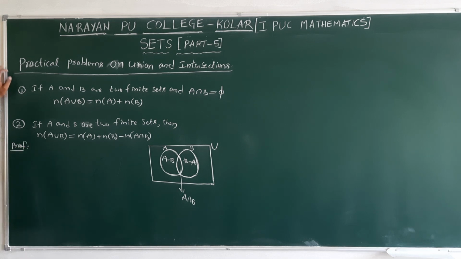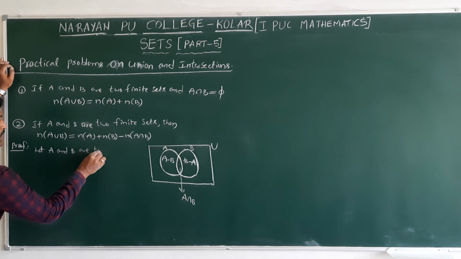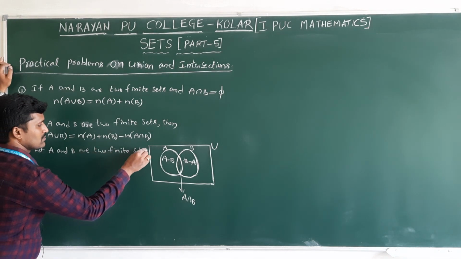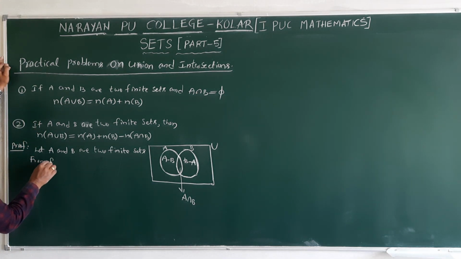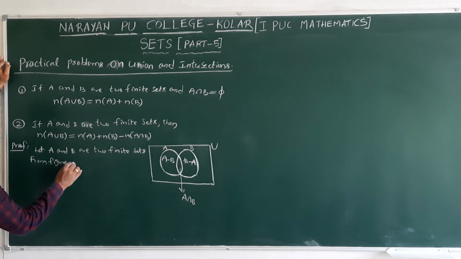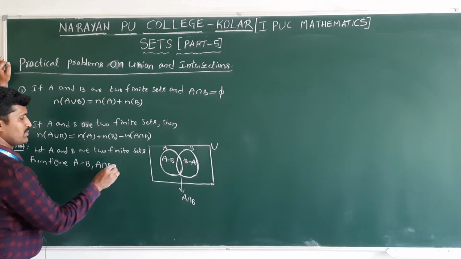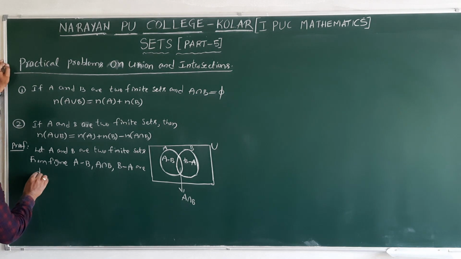Coming to the proof, let A and B be two finite sets. From the figure, A minus B and A intersection B are disjoint.